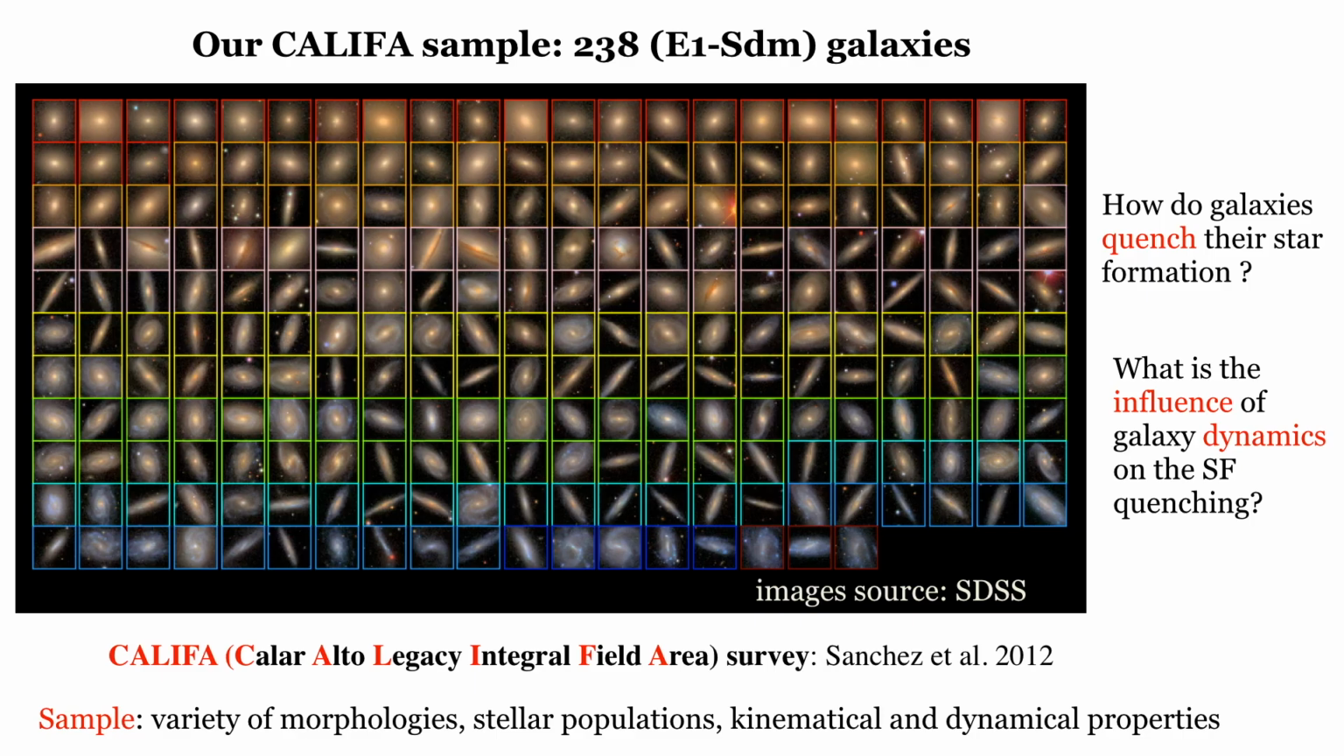Based on a sample of 238 CALIFA galaxies across the entire Hubble sequence, which also represents the local universe, we aim to shed light on two main questions. How do galaxies quench their star formation, and what is the influence of galaxy dynamics on the star formation quenching mechanism?